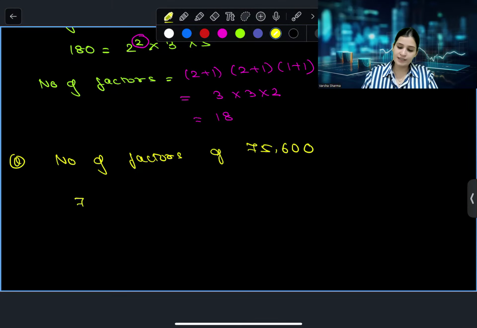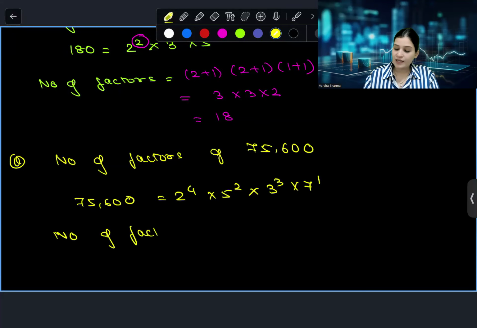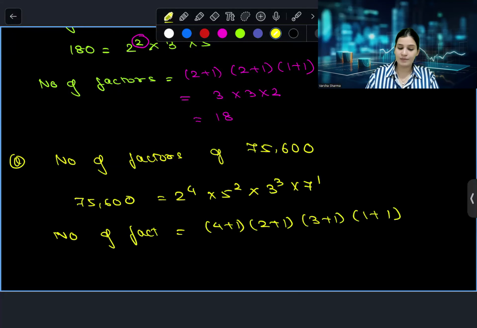75,600. Keep on dividing by 2 first: 1, 2, 3, 4, four times. Then I'm dividing by 5, twice. Dividing by 3: 1, 2, 3. Then only 7. So the number of factors would be: add 1 to the power and multiply. Answer would be 120.